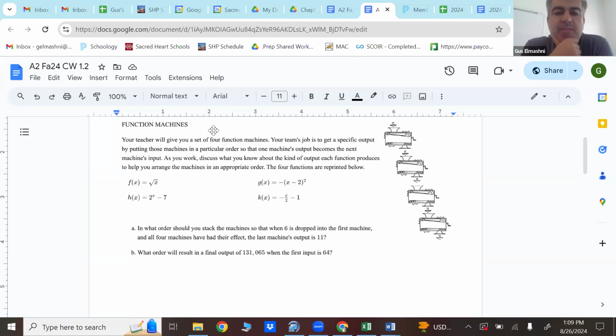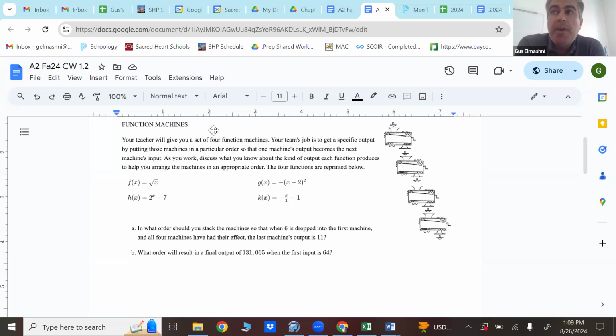Your teacher will give you a set of 4 function machines. Your team's job is to get a specific output by putting those machines in a particular order so that one machine's output becomes the next machine's input. As you work, discuss what you know about the kind of output each function produces to help you arrange the machines in an appropriate order. The 4 functions are reprinted below.